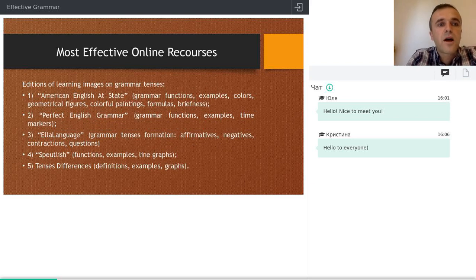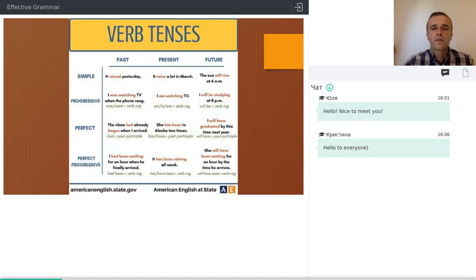So first of all, I would like to draw your attention to one edition. This is American English at State. It was designed by American English speakers, and this edition is really in use and really helpful. There are a lot of grammar functions there, examples, colorful geometrical figures, colorful paintings, formulas, and they are really brief. So let me show you.